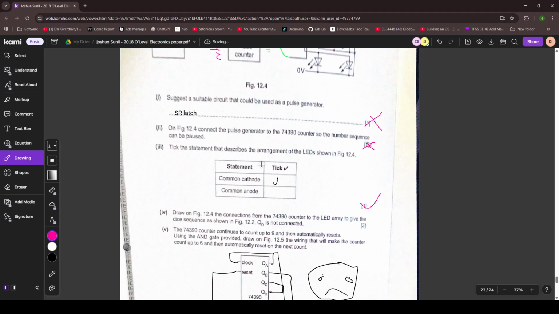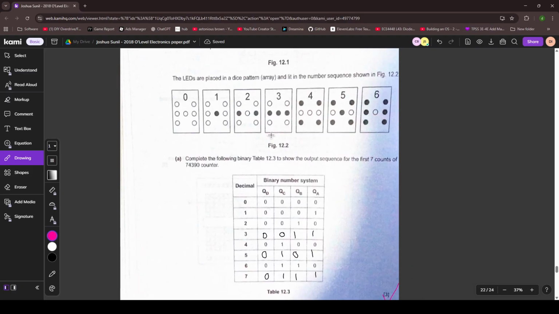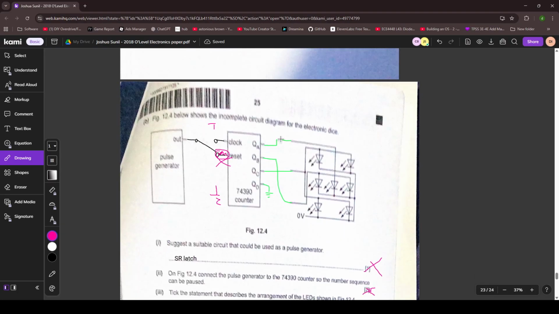Draw on figure 12.4 the connections from this counter to the LED array to give the dice sequence as shown in 12.2. Okay, you did not have to ground it, but you did either way. QA. Okay, so just from looking, QA is fluctuating every single time, and this is always fluctuating. So QA should be connected to the center one.